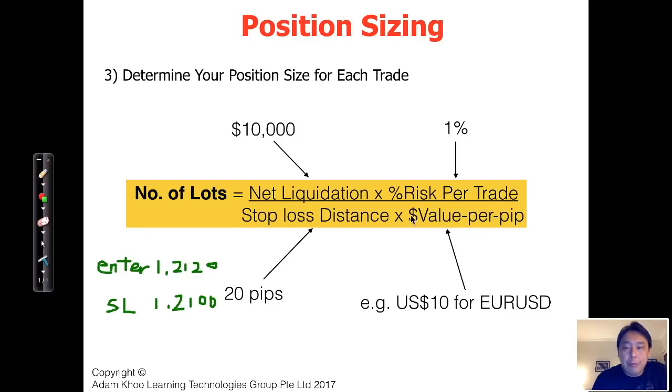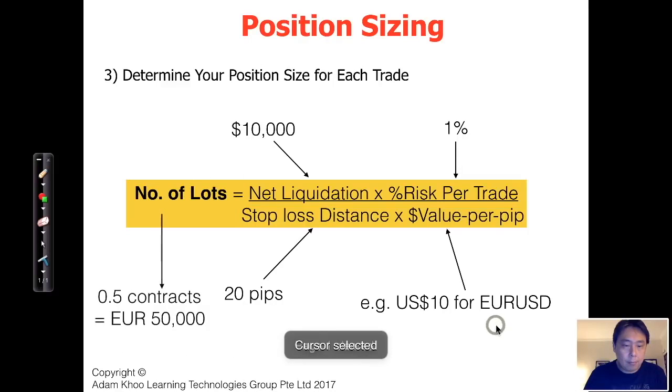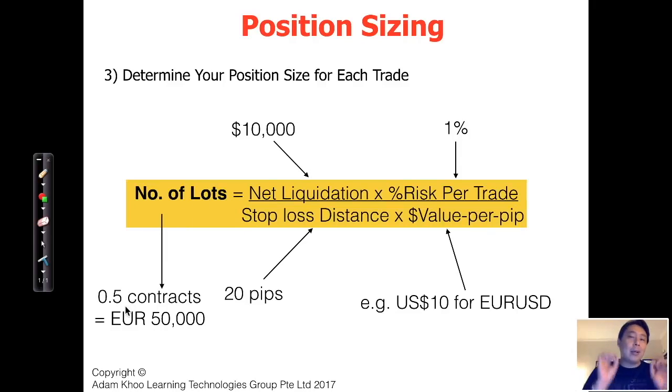Okay? So how do you find out what this figure is? I'll show it to you in a short while. You can go to many websites to check the dollar value per pip, or just use a standard calculator that will calculate everything for you. Got it? Great. So once you punch in these numbers, 10,000 multiplied by 1%, divide by 20 times 10, you will get 0.5. So the answer is 0.5. So what is 0.5? 0.5 means 0.5 contracts, or sorry, 0.5 lots, if you will.